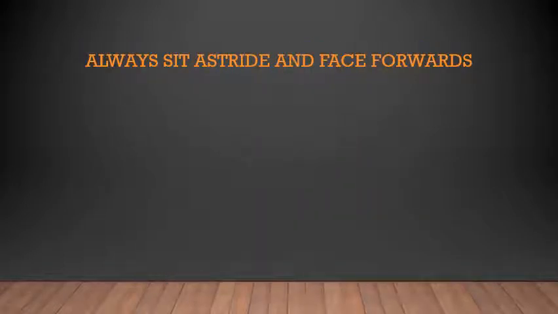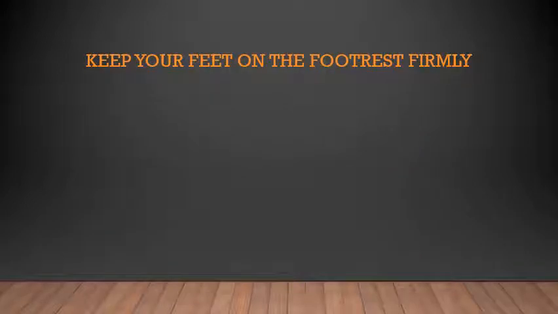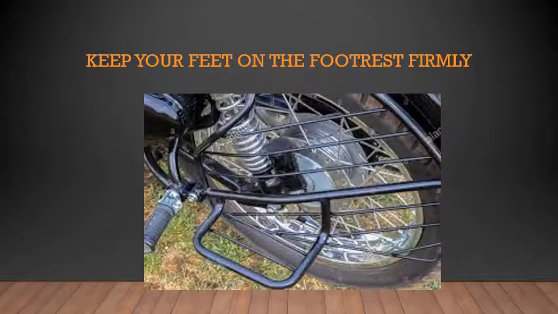Then always sit astride and face forward. Always look front, don't look back. Turning back and sitting, all these things you should not do. You should always sit astride and face forward. Keep your feet on the footrest firmly. There is a footrest in the bike, right? You have to keep your feet on that firmly. Don't put your legs this side and that side. You might get stuck with the wheel and you might fall down.